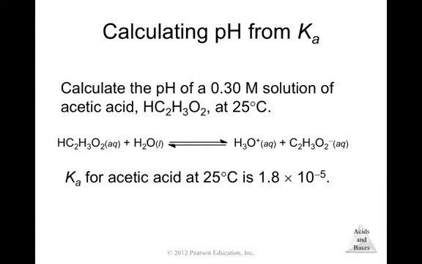You can also go the other way. You can figure out the pH from the Ka. So in this example, we're going to calculate the pH of a 0.3 molar solution of acetic acid at room temperature. So here's your reaction. Your acetic acid plus water yields H3O plus your acetate ion. And the Ka for acetic acid is 1.8 times 10 to the minus 5.